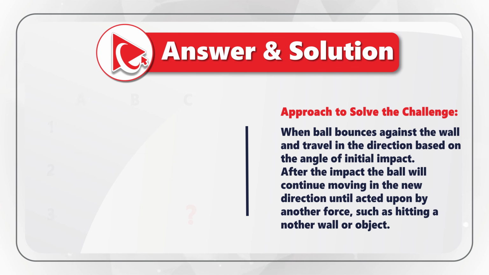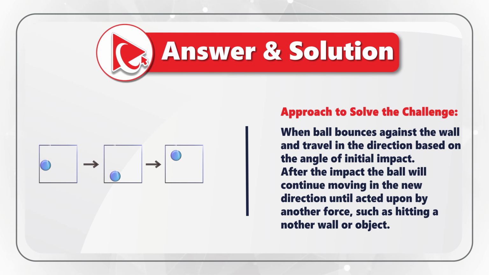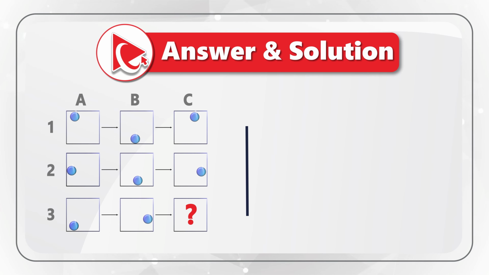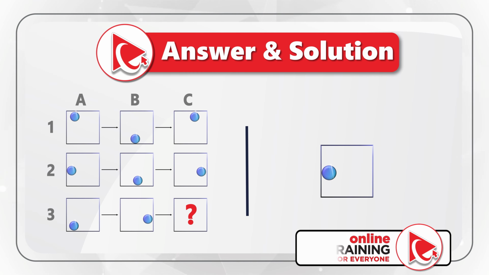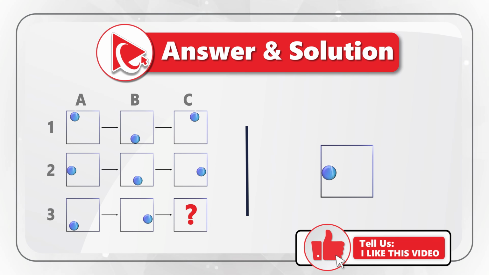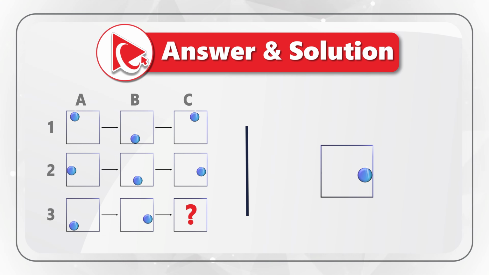When ball bounces against the wall, it travels in the direction based on the angle of the initial impact. After the initial impact, the ball will continue moving in the new direction until acted upon by another force, such as hitting another wall or an object. Let's confirm this pattern by looking at the row 2. In the object A2, we see the ball against the left wall. Then it moves toward the bottom wall, and then bounces against the bottom wall, and then moves toward the right wall. Knowing the pattern, we can easily detect the answer now.